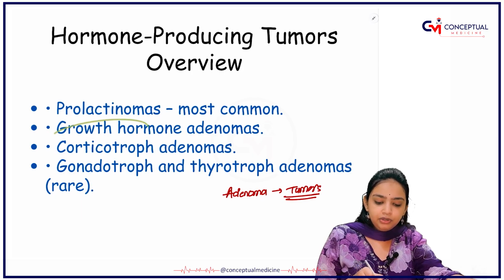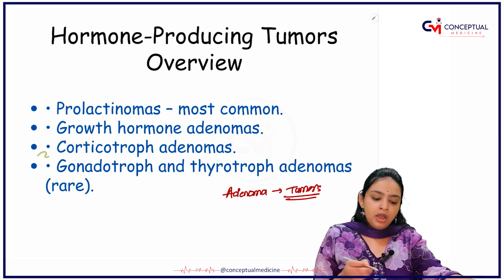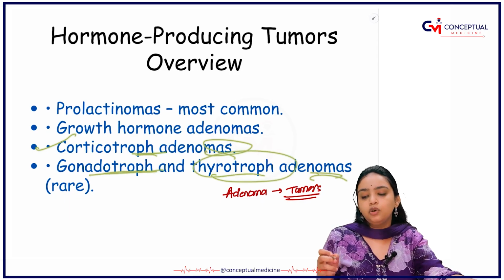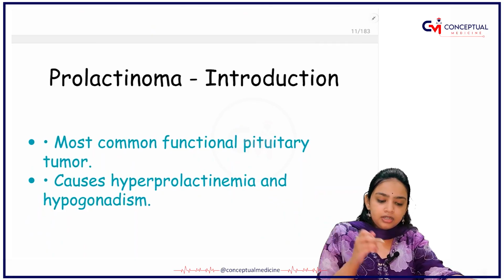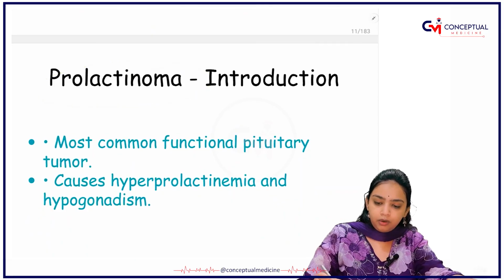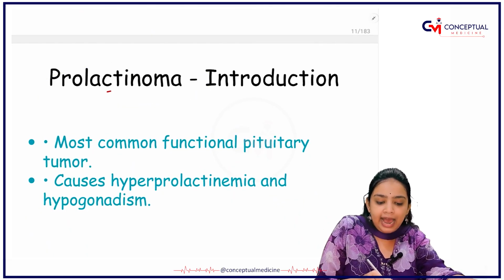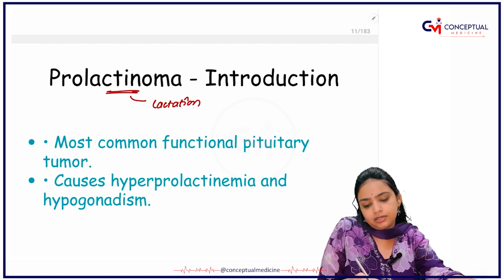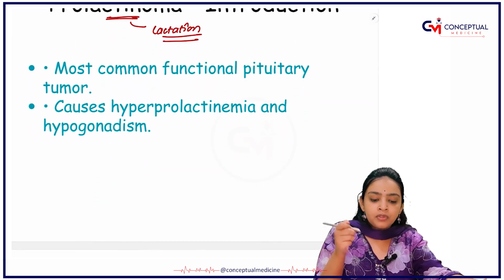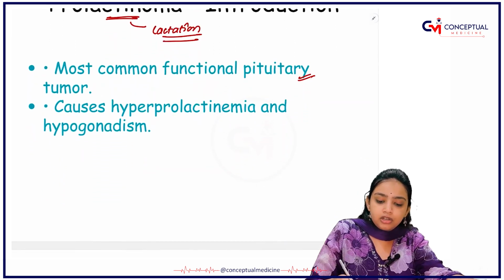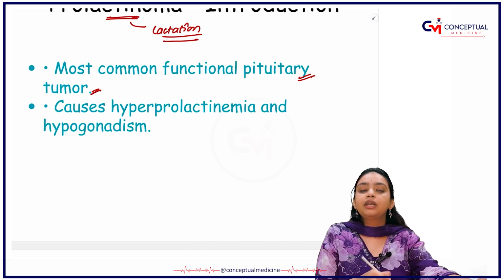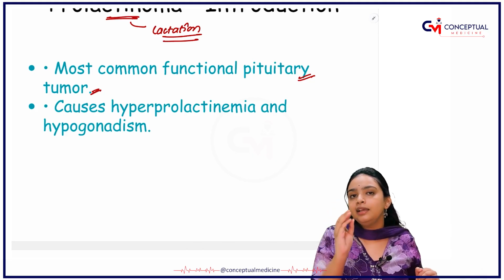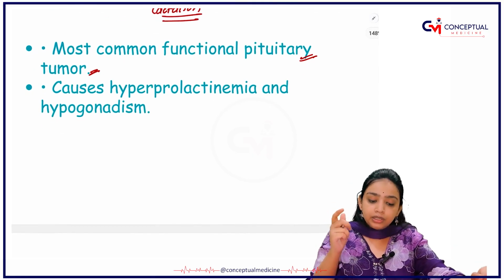Next you have the growth hormone adenomas. Then corticotroph adenoma and gonadotroph and thyrotroph adenomas. They are rare. First one, let's see the prolactinoma. Prolactinoma suggests it is related to your lactation. It is the most common functional pituitary tumor. The prerequisite for this kind of tumor is that your pituitary gland should be functional.